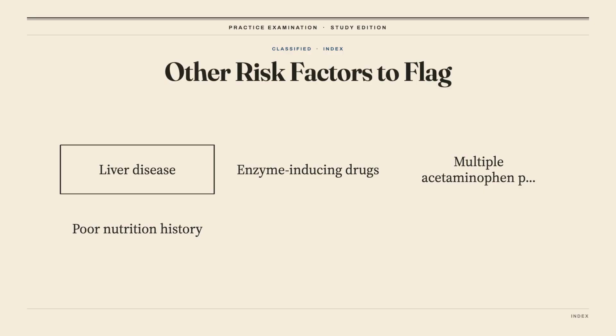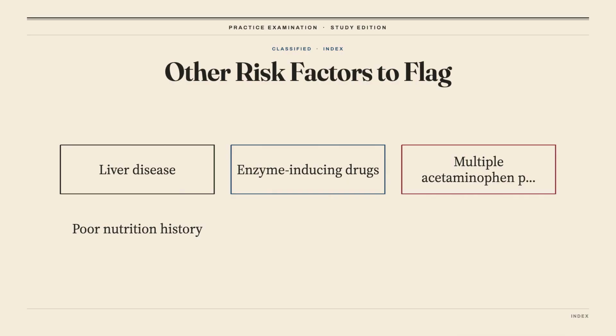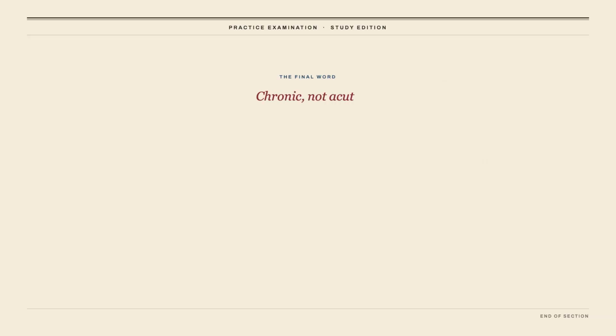Pre-existing liver disease, enzyme-inducing medications like some anticonvulsants, and simple concurrent use of multiple acetaminophen-containing products lower the safety threshold further. Good nursing practice means asking about all medications, alcohol intake, and nutritional status, since a patient describing daily drinking and poor appetite is describing a setup for injury.